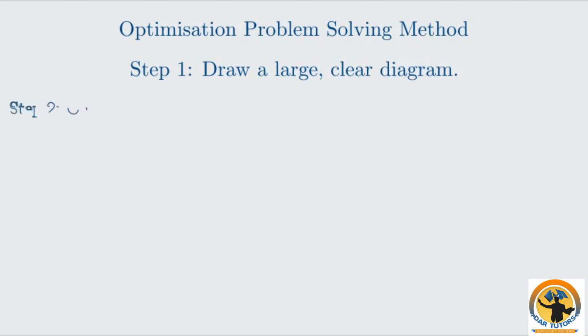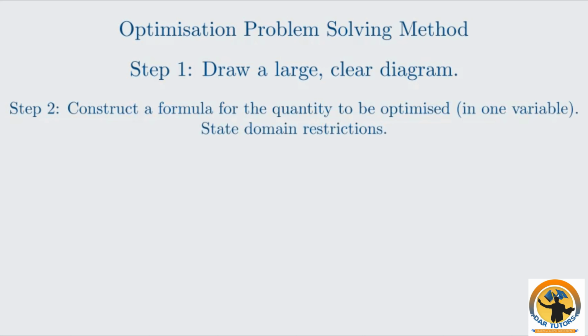Let's walk through a standard problem-solving method for optimization. This 6-step process will help you tackle any optimization problem systematically. Step 1. Draw a large, clear diagram of the situation. This helps you visualize the problem and label variables. Step 2. Construct a formula for the quantity you want to optimize. This formula should be in terms of a single variable. Also, determine the domain restrictions for that variable.